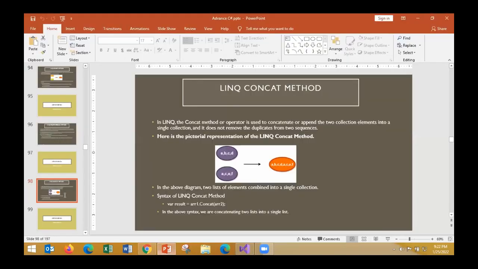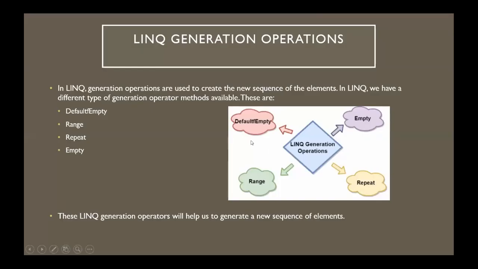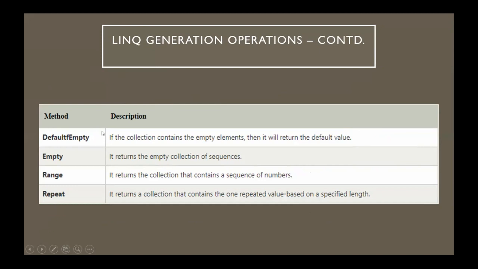That's Concat, and then we have some generation operations here. We'll see them one by one. Generation operations are predominantly used to create new sequences of elements. In LINQ, we have different types of generation operations: DefaultIfEmpty, Range, Repeat, and Empty. These LINQ generation operations help us generate a new sequence of elements. There's a table that has been defined. If the collection contains empty elements, then it will return default values. Empty returns an empty collection. Range returns a collection that contains a sequence of numbers. Repeat returns a collection that contains one repeated value based on a specified length. We'll see these to understand them better.